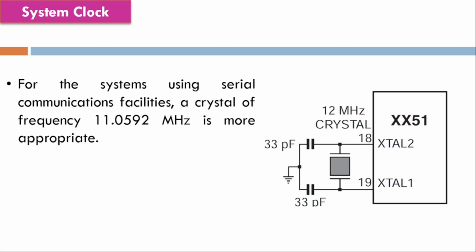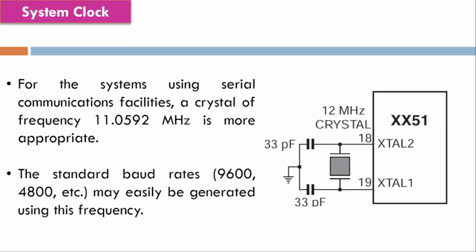For systems employing serial communication capabilities, a crystal operating at a frequency of 11.0592 MHz is deemed more suitable. This frequency facilitates the easy generation of standard baud rates such as 9600, 4800, etc.